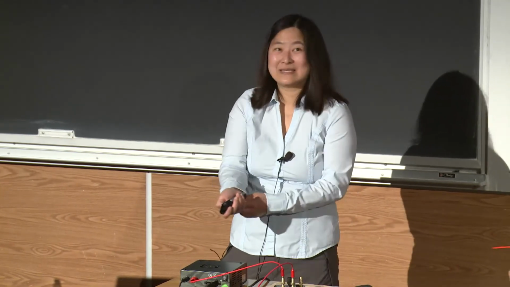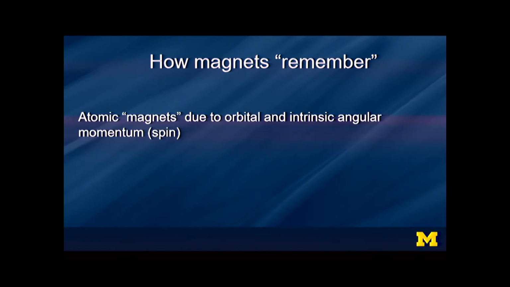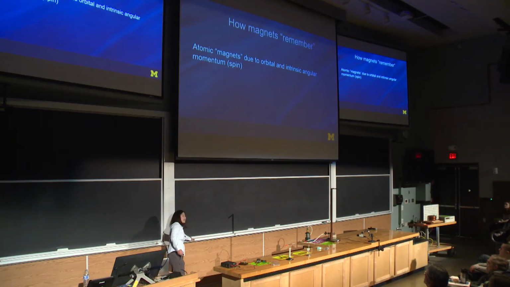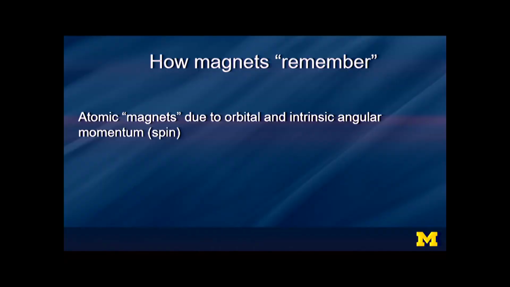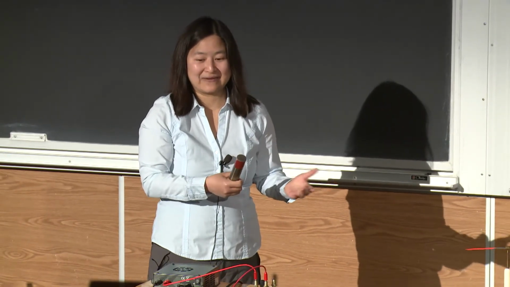So this brings me to the part of the talk where I explain how magnets work. So what is in a magnet? What is actually in this permanent magnet that causes it to behave the way it does, where it remembers its direction, even away from any power sources and even away from any applied magnetic fields?